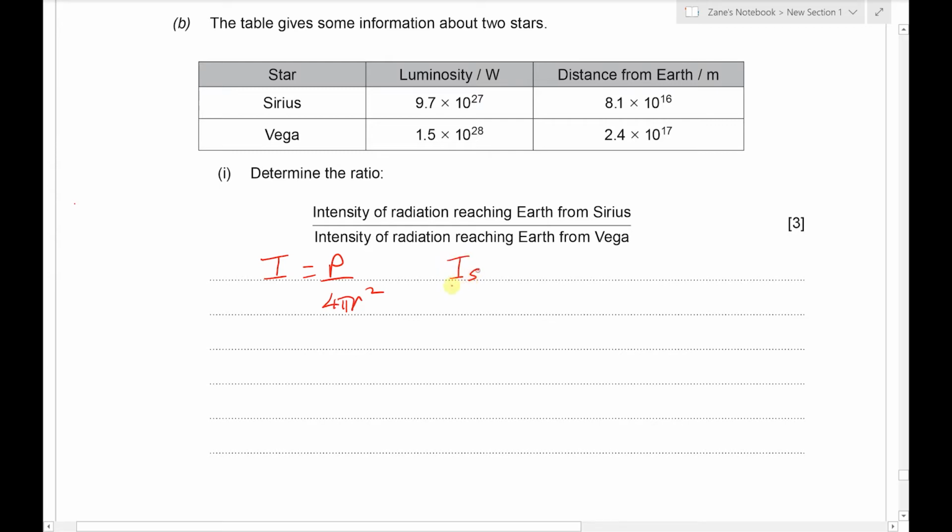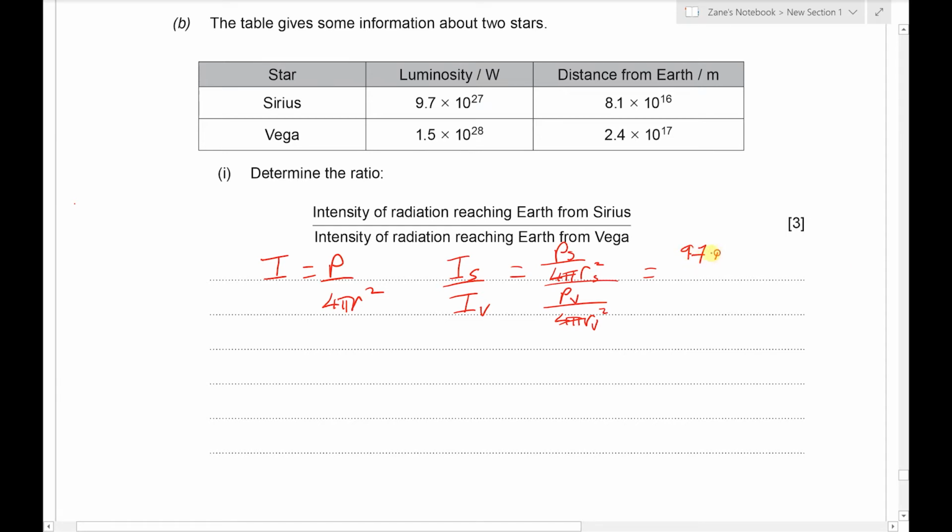So when we're working out the intensity of Sirius over the intensity of Vega, we've got power of Sirius over 4 pi radius of Sirius, the radius of the sphere, if you like, surrounding Sirius that the light is spread over, squared, over the power of Vega over 4 pi times the radius over which Vega's radiation is spread, squared. Now you notice here that the 4 pi's can simply cancel, so all we've got to do is calculate the power of Sirius over its distance from the Earth squared divided by the power of Vega over its distance from the Earth squared.